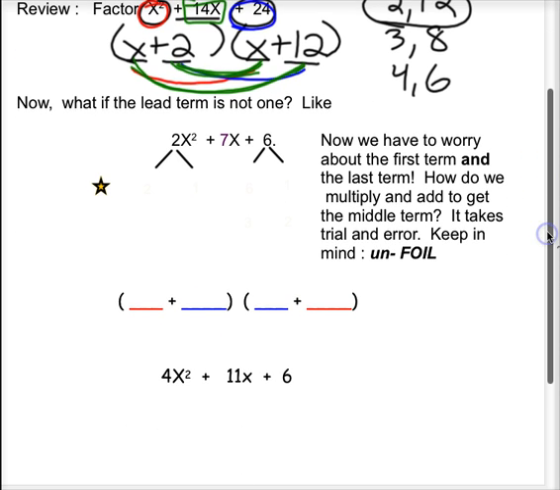So, in this next example, 2x squared plus 7x plus 6. So this time, we have something a little bit more complicated. Now, I have my 2x squared, so that means that I need to break that down because there's a couple things that multiply to give me that. Now, how can we get to 2? Well, 2 we would only get with 2 times 1.